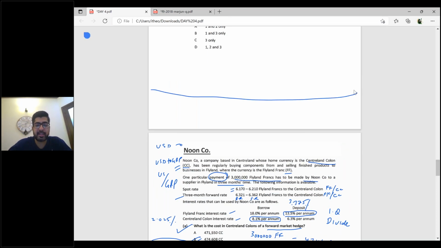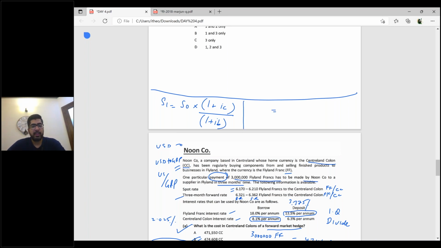So if it states that the inflation rate is 3.8% in Centerland, what is the inflation rate in Flyland? The inflation rate is present in the purchasing power parity formula, which is S1 equals S0 into (1 plus HC or IC), country 1 inflation rate over country 2 inflation rate.